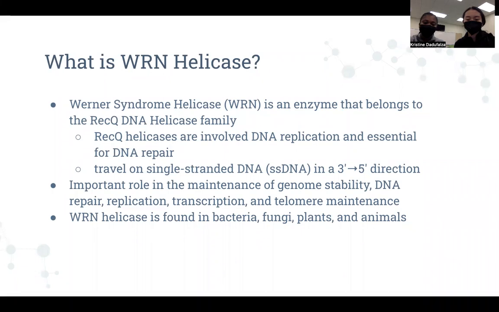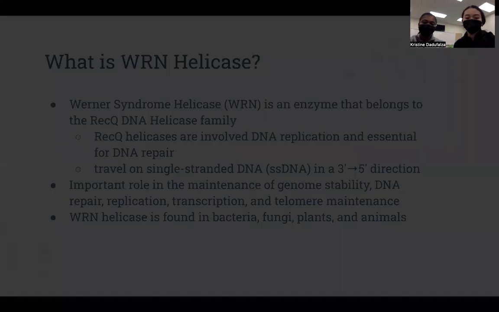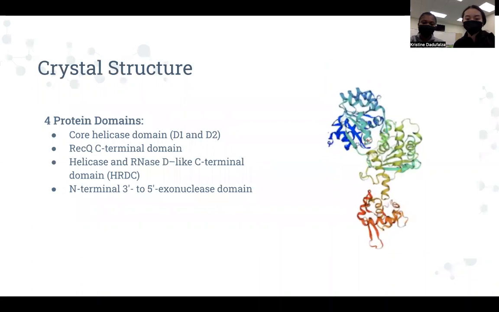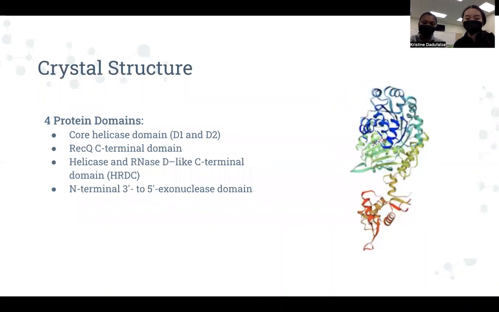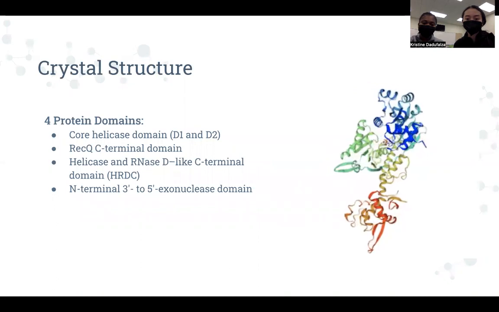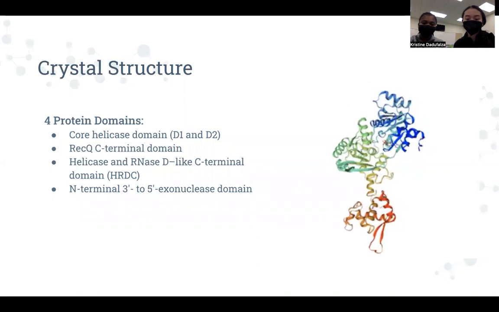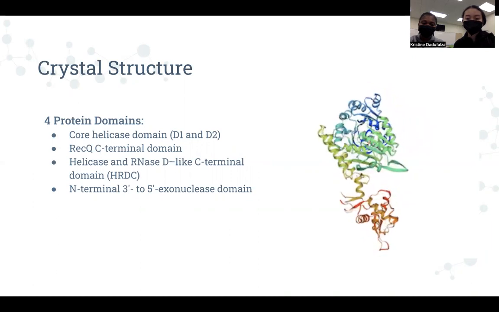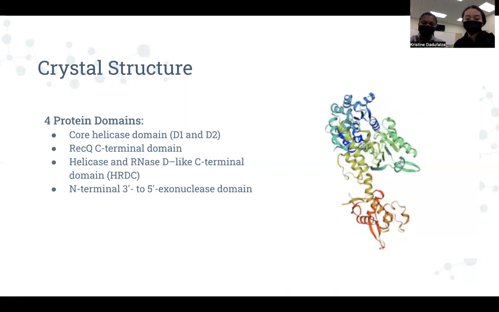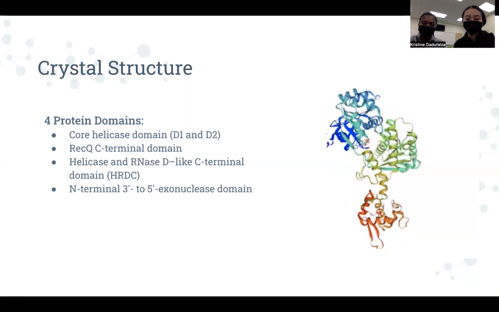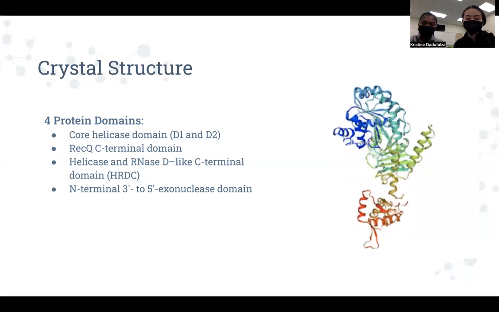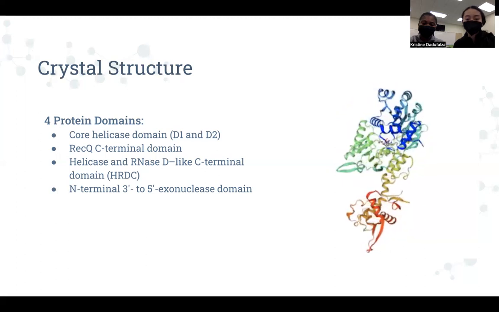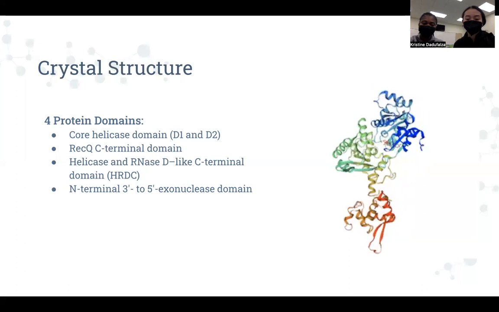The WRN gene that encodes for the enzyme is highly conserved and can be found in many organisms such as bacteria, fungi, plants, humans, and other animals. On this slide, we discuss the structure of WRN helicase. Using one of the bioinformatics websites called Swiss Model, we were able to examine its crystal structure, which is shown through this animation. WRN has 4 protein domains: the core helicase domain, the REC-Q terminal domain, the helicase and RNase D-like C-terminal domain, and the N-terminal 3' to 5' exonuclease domain.